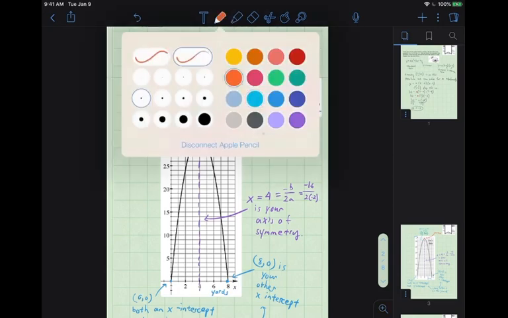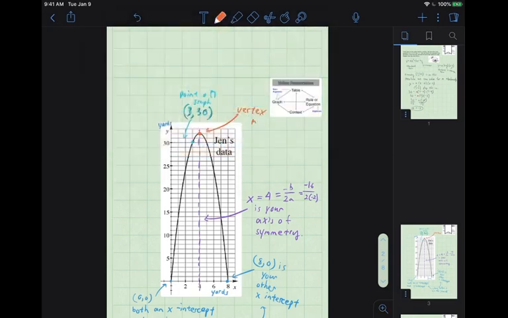What's nice about the vertex is it could be minimum or maximum. So in this case, what's this point? 4, 32 is a maximum. The highest this ball went is 32 yards in the air. That doesn't look right. It's probably feet. Let's fix that. Feet.